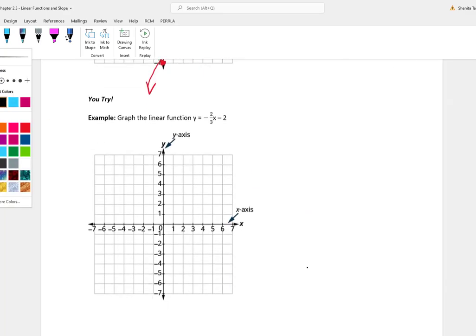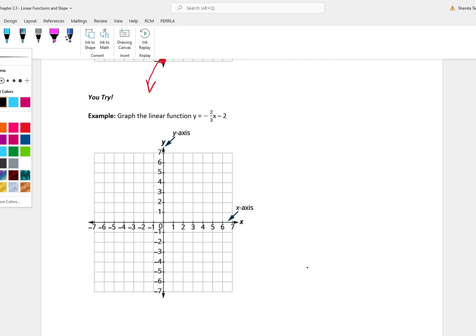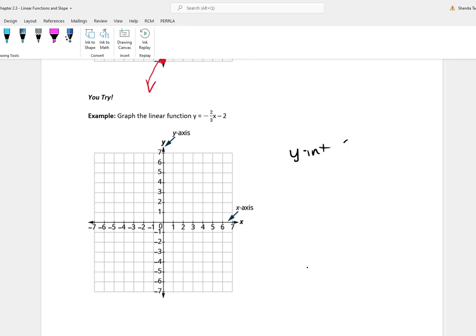All right, and let's do another one. This is a U-try problem. The y-intercept is 0, -2, and the slope is -2 over 3. Now, you can do this a couple of ways. Since the negative is right in front of the fraction, you can put the negative sign at the top, or you can put the negative sign at the bottom. That's still equal to this.